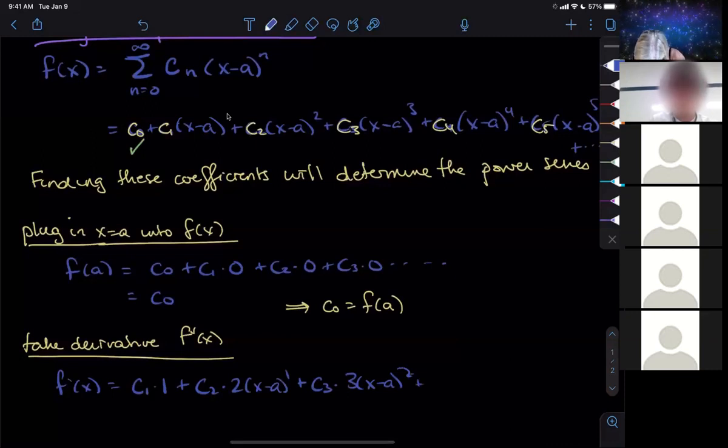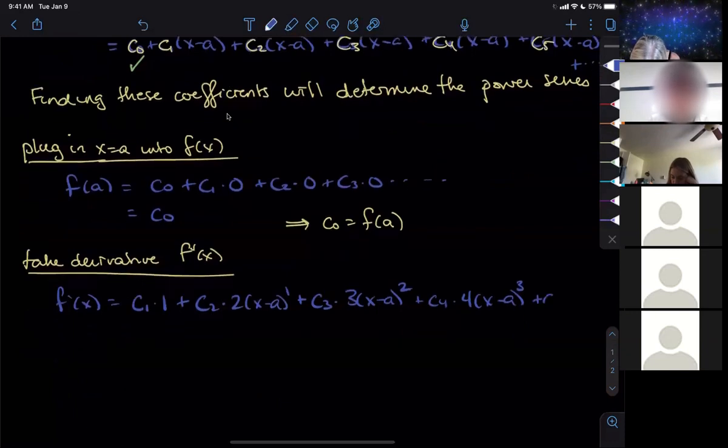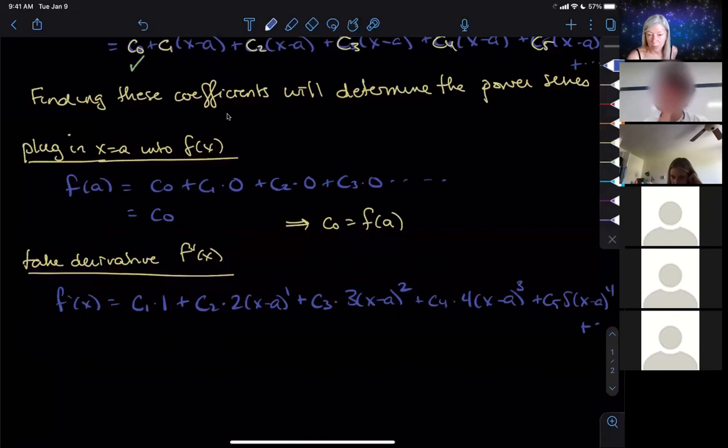Plus c4 times 4(x minus a) cubed. And then c5, let's put that one in there too, if we can fit it. c5 times 5(x minus a) to the 4th. And then, you know, more terms, infinitely many more terms, we're not going to write them all down.